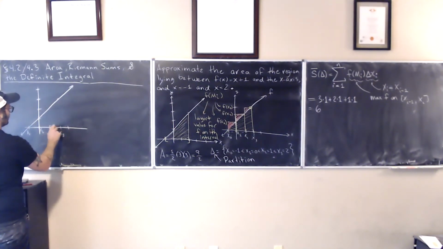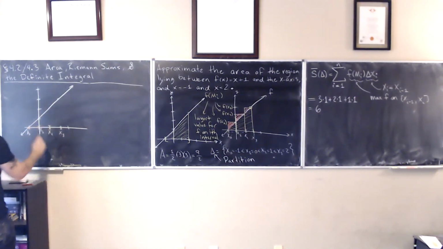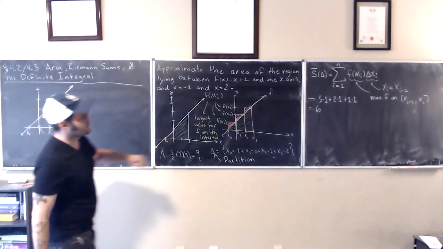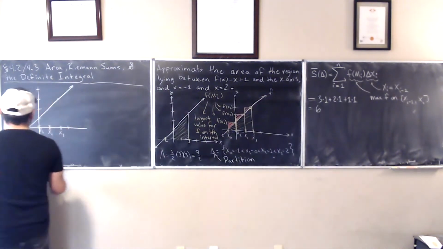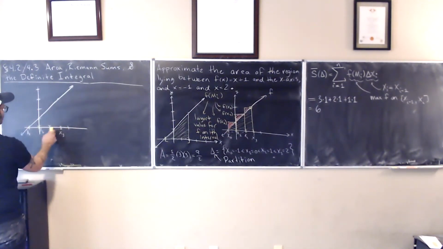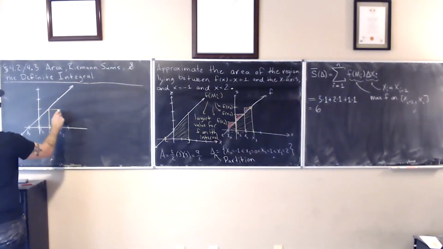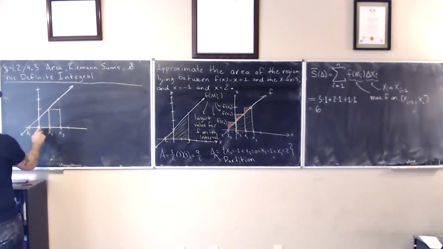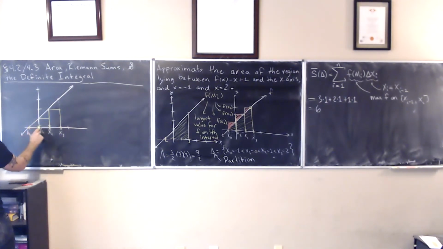So here are my intervals. There's there, and then there. On that interval, instead of taking the maximum like we did here, I'm going to take the minimum. So the minimum value for the function on this interval looks like it's right there. That'll be the height for our rectangle. And then the minimum value on this interval is going to be here. That height. And then the min here is just there.